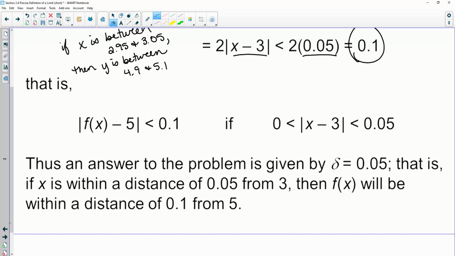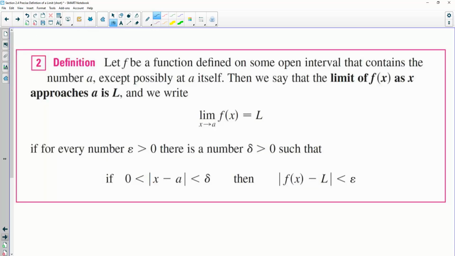So that is what we're doing when we talk about an epsilon delta proof. So the actual definition here: the limit as x approaches a of a function is equal to L if for every number epsilon greater than 0, so it's a positive number, there is a delta greater than 0, such that if the distance between x and a is less than delta, then the distance between f of x and L is less than epsilon.